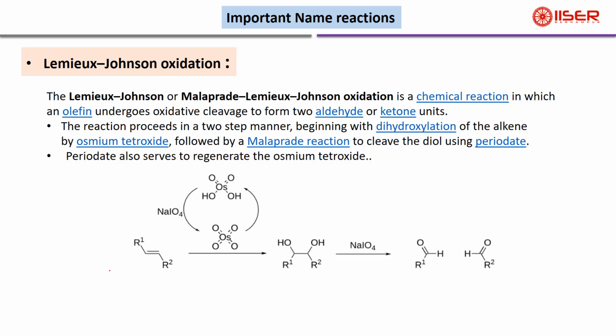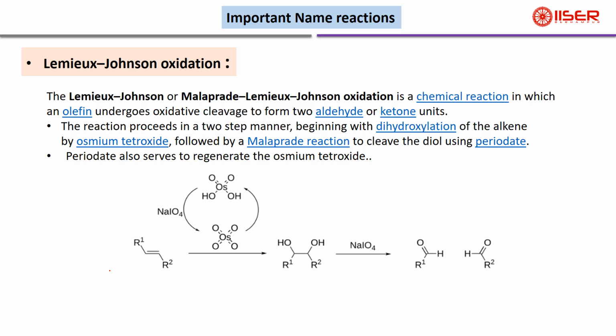So first is Lemieux-Johnson oxidation. The Lemieux-Johnson oxidation, or the Malaprade Lemieux-Johnson oxidation, is a chemical reaction in which an olefin undergoes oxidative cleavage to form two aldehyde or ketone units. The reaction proceeds in a two-step manner, beginning from a dihydroxylation of an alkene by osmium tetroxide, followed by a Malaprade reaction to cleave the diol using periodate, and the periodate also serves to regenerate the osmium tetroxide.